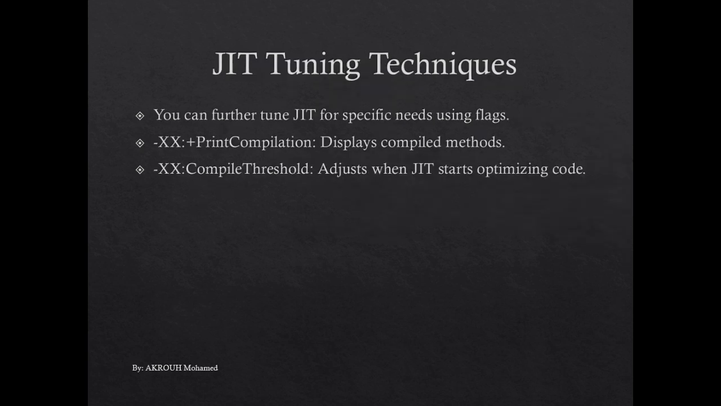You can further tune the JIT for your specific needs. For example, using the flag -XX:+PrintCompilation allows you to see which methods are being compiled, providing valuable insight into the optimization process. The -XX:CompileThreshold flag lets you adjust when JIT should start optimizing, offering control over performance.